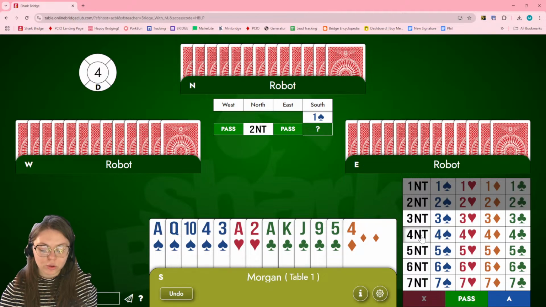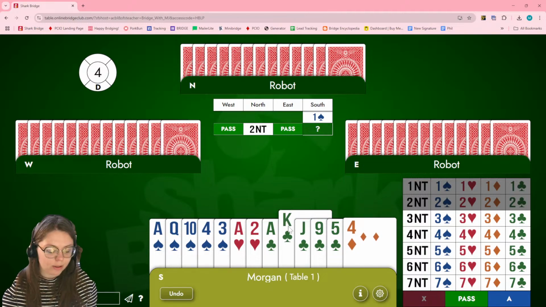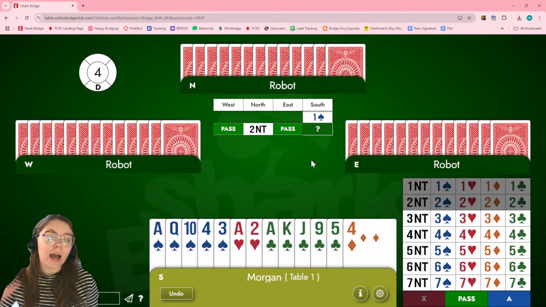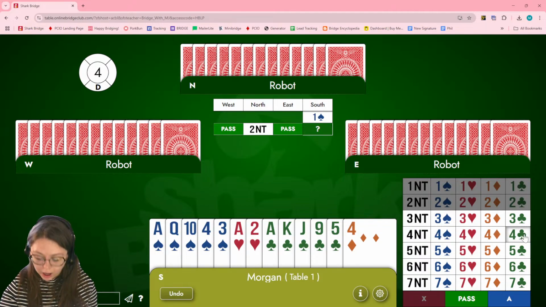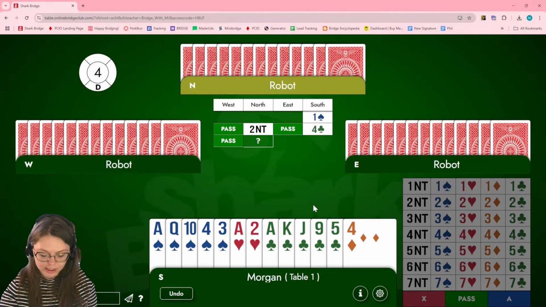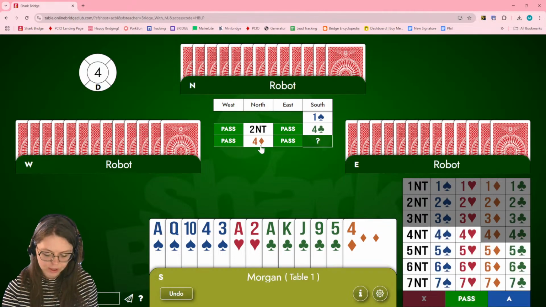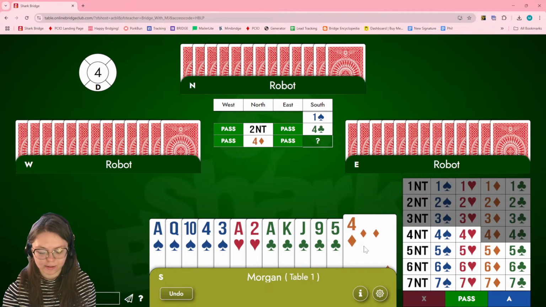Now, I have two options here. I can show my singleton diamond or I can show my 5 clubs. I have 5 quality clubs here. I want to show my partner I have some trick-taking potential in clubs. And now partner has cue-bid diamonds. That is great for me. I have a singleton diamond. This is working out in spades.